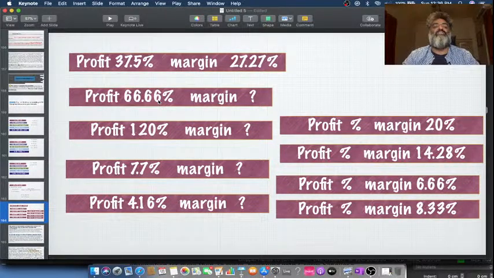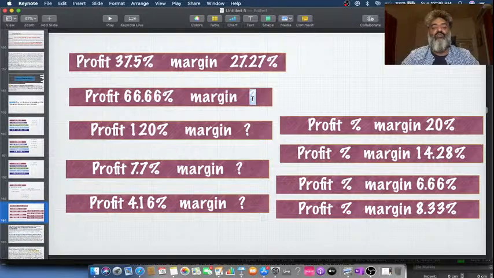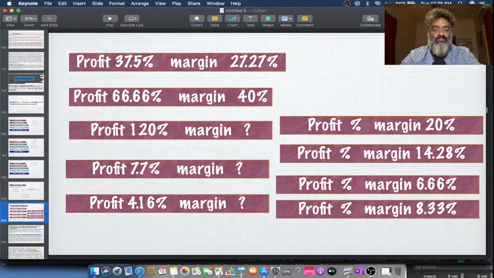Profit 66.66%. Think of it, 2 by 3. 3 is the cost, 2 is the profit. Selling price would be 5. Margin would be 2 by 5 or 40%. Am I right? Right? So margin 40%, profit 66.66%.